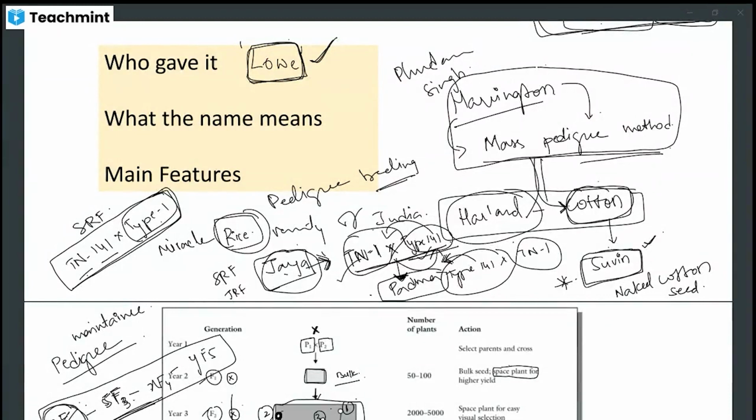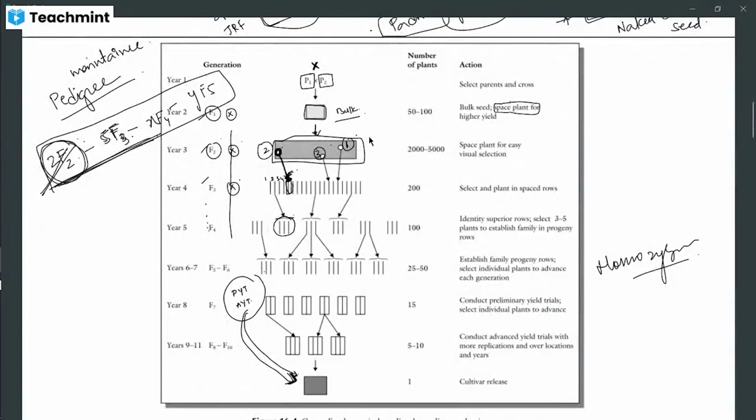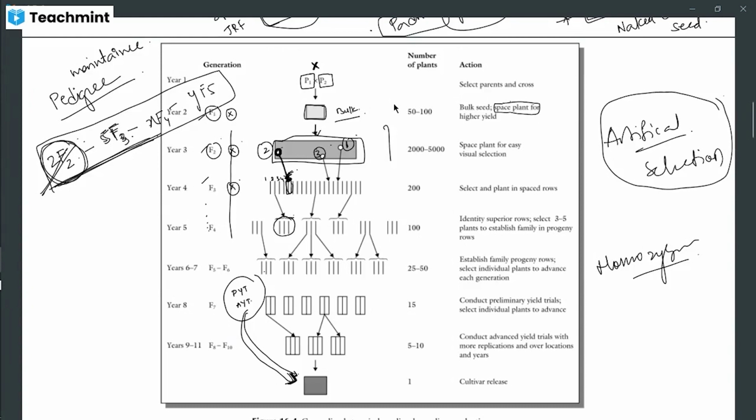Okay, so you just saw that we cross the two parents, and then until you get the desired result, you will be performing artificial selection. That is, you will be going into the field and selecting the plants. So this is artificial selection, right? Pedigree breeding involves artificial selection from F1 itself. Immediately after growing the F1, you will be selecting a good plant and forwarding it to F2, then selecting in F2 and forwarding to F3, and so on.